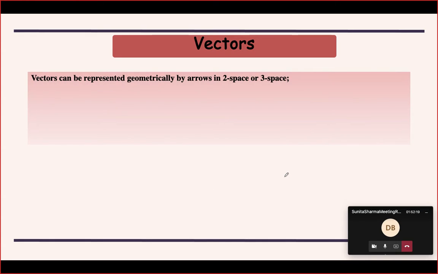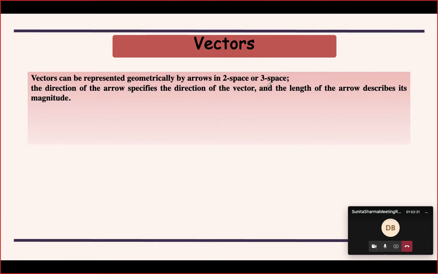Now vectors are represented geometrically by arrows in 2-space or 3-space. The direction of the arrow is going to give you the direction of the vector. The length of the arrow will describe the magnitude. So if we denote a vector in the geometrical way, we can use the arrow to get the direction, which way it is moving, say north or south or east or west. The second thing is the length of the arrow, which describes the magnitude of that physical quantity.